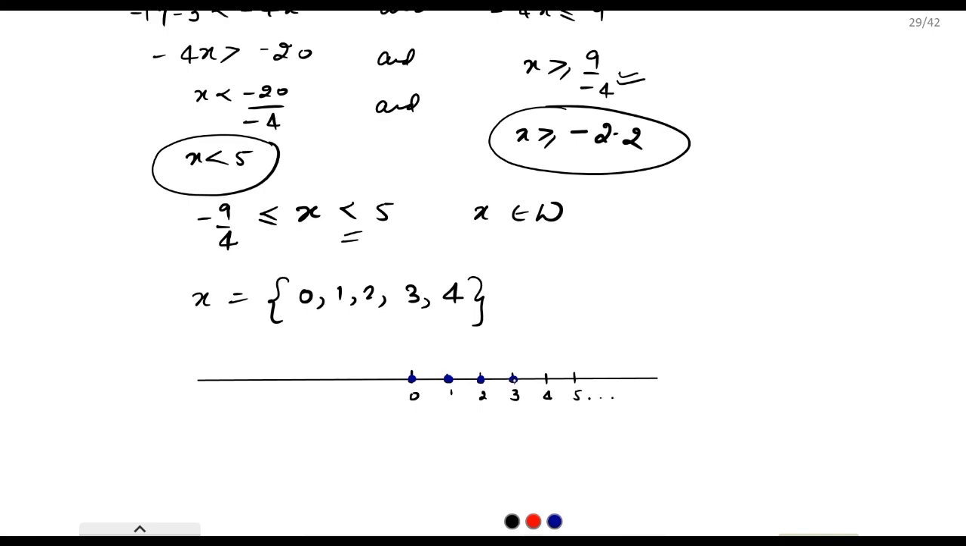Continuous graph आपको इस क्वेश्चन में नहीं मिलेगा because x belongs to W, not real number. This is the representation of solution set on number line.